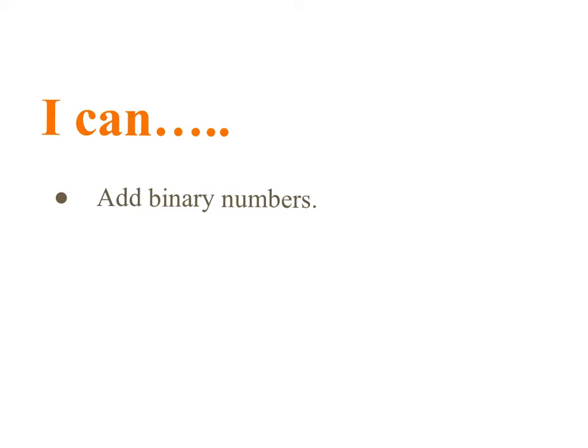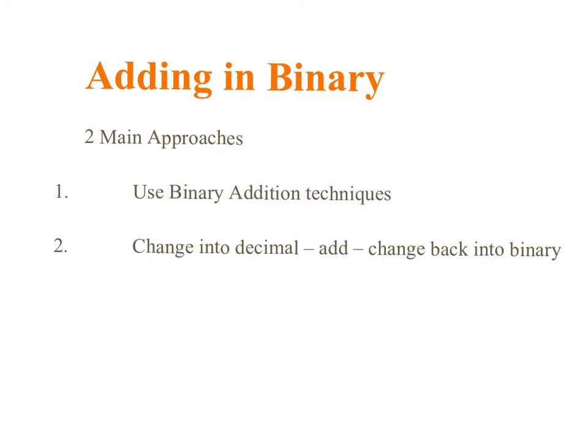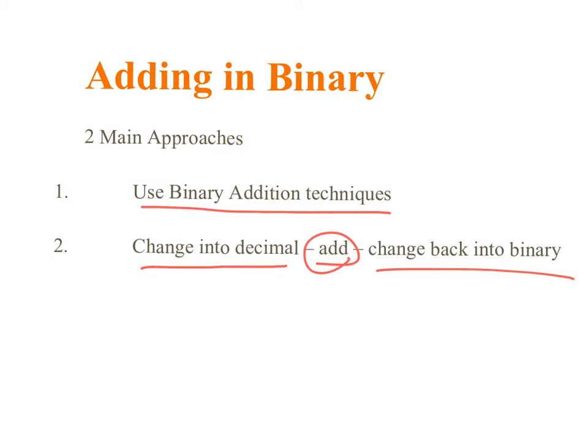In this video, we're going to learn how to add binary numbers together. There are two main approaches that you can use when adding numbers in binary. The first is you can utilize what are called binary addition techniques, which looks kind of like old school addition. Or second, you can change both numbers into decimal, add them together, and then convert them back into binary. So you can use whichever strategy works best for you.